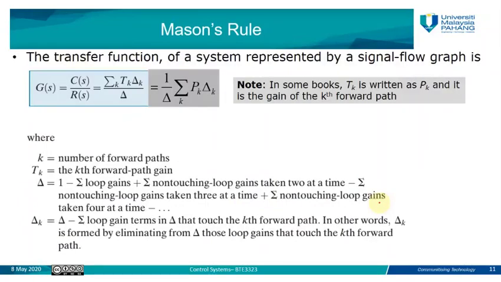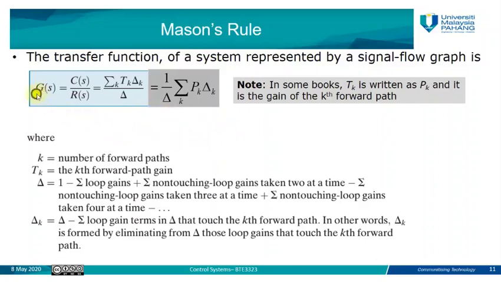So now we are going to talk about Mason's rule. What is Mason's rule? Actually, it is a formula which represents the overall transfer function of a complicated signal flow graph. So we have a signal flow graph. We don't want to go for reduction techniques, where we convert the graph into a block diagram, then go to the reduction technique to find the transfer function. But we can directly use this formula to write the overall transfer function of our signal flow graph.